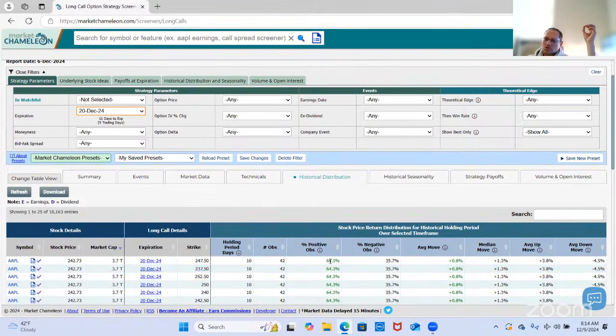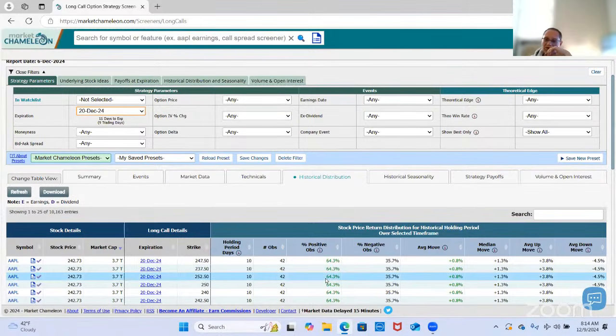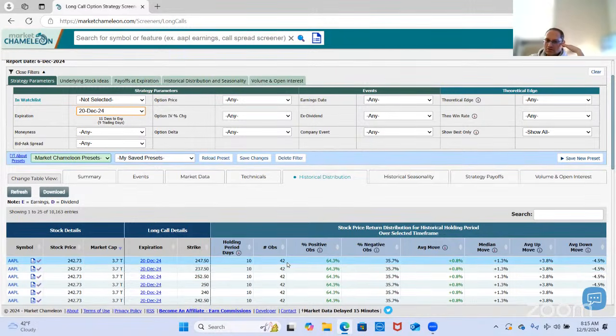So 42 historical observations of returns for a 10-day period. And we can control the number of years from up here. If we go to historical distributions, you see number of years in our data. You have 2, 4, 6. So let's keep it at 4. If you want more options, then you have to go to the options chain and set that. But for starting points in the screener, we give you 3 different potential data sets to analyze. So what this is saying is that in the last 4 years, we had 42 observations.